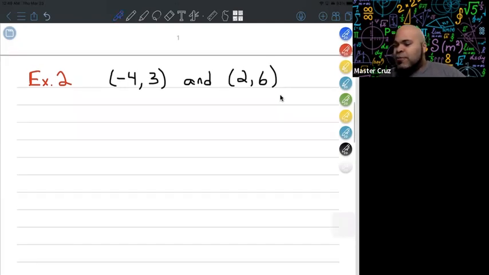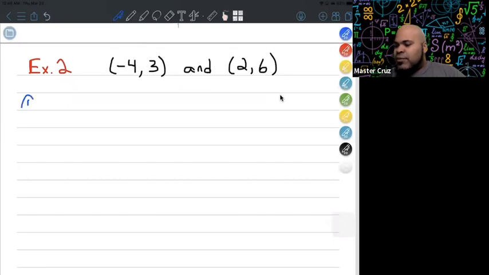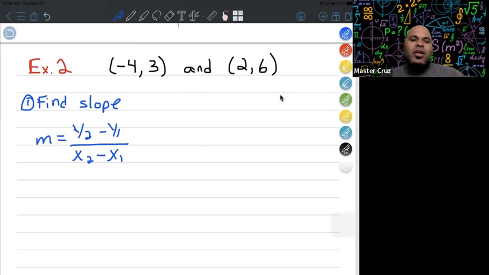Find the slope. Okay, so to find the slope, we're going to use the slope formula. M equals y2 minus y1 over x2 minus x1. Remember that the x's are always at the bottom because nobody cares about the x.